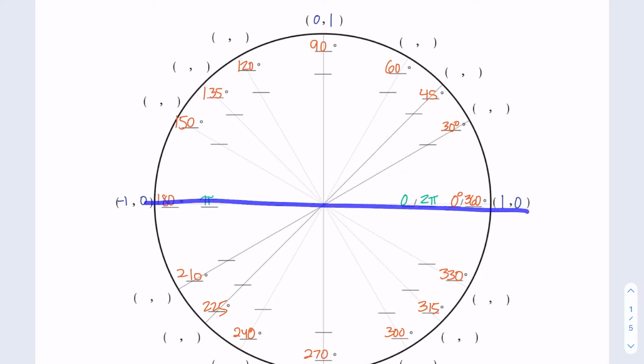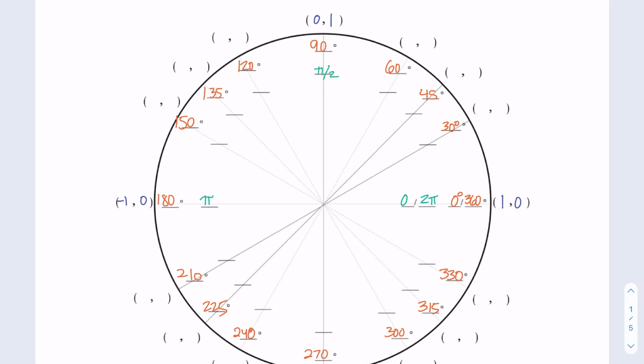And now we can also mark, let's see, if starting at the positive x-axis and then going to the negative x-axis is pi, then halfway is pi divided by 2. And pi divided by 2 we just think of as pi over 2. So that gives us that angle there. Maybe I'll write it in green to be consistent with my other markings. All right, so pi over 2 radians there.